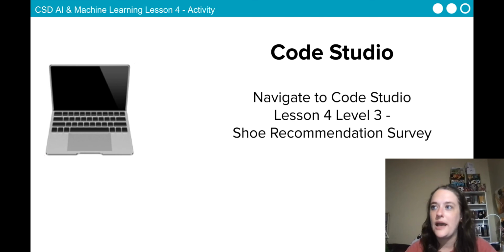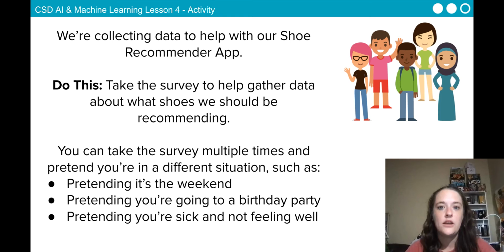Okay, let's go back to Code Studio. Lesson 4, Level 3. We are collecting data to help with our shoe recommender app. So what we're going to do is take the survey to help gather data about what shoes we should be recommending. You can take the survey multiple times and pretend you're in a different situation, such as pretending it's the weekend, pretending you're going to a party, or pretending you are sick and not feeling well.